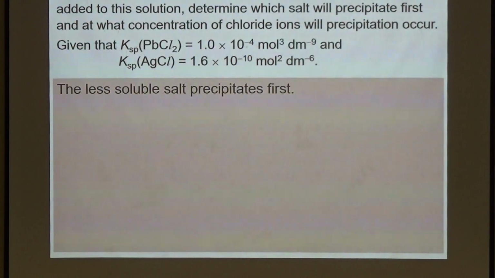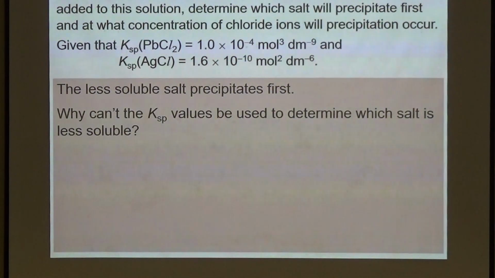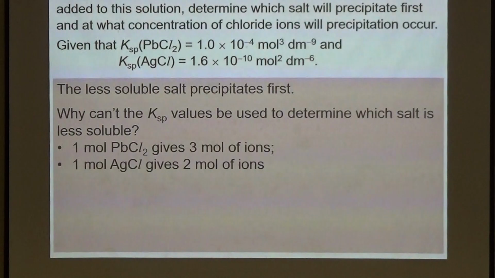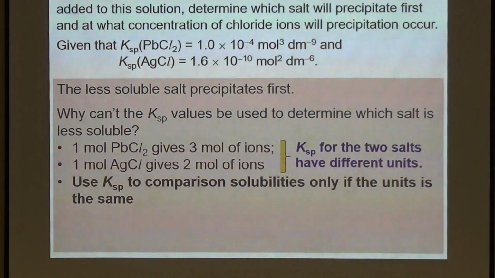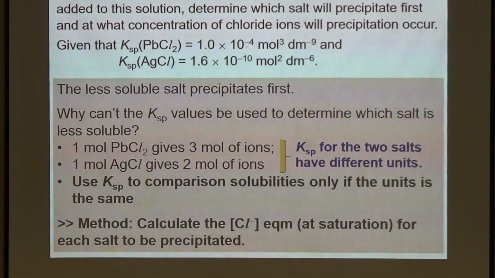Now, here it would be tempting for you to straight away use the KSP values. However, it would be wrong because the number of ions is not the same. Okay? So, you need to calculate it out. Alright? We have talked about this before. So, you need to calculate the chloride concentration at equilibrium for each salt to be precipitated out. Alright?